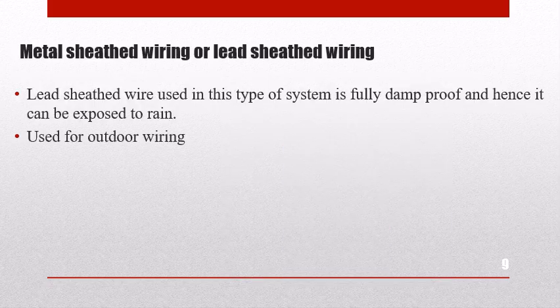So next, metal sheeted wirings or lead sheeted wirings. The lead sheeted wire used in this type of system is fully damp proof, and hence it can be exposed even to rain. So it is mainly used for outdoor wirings.